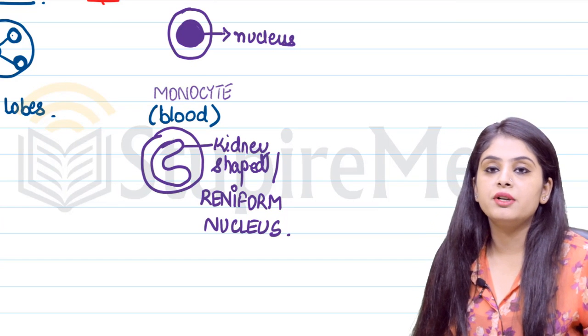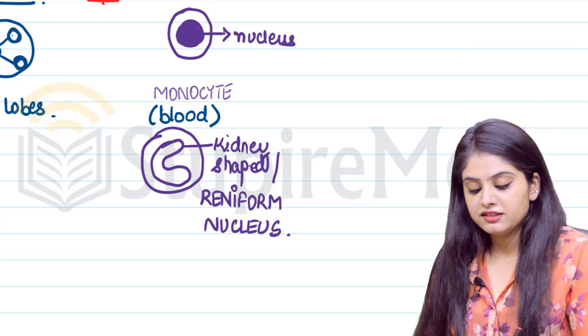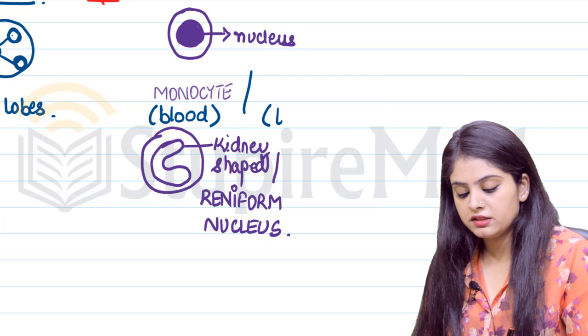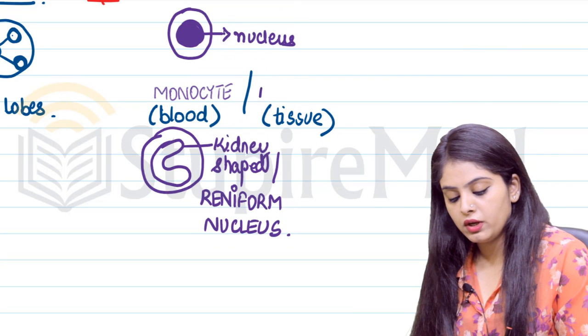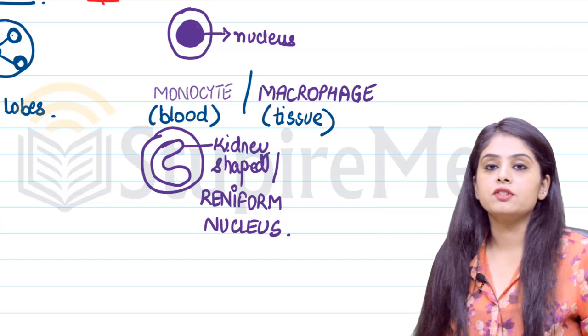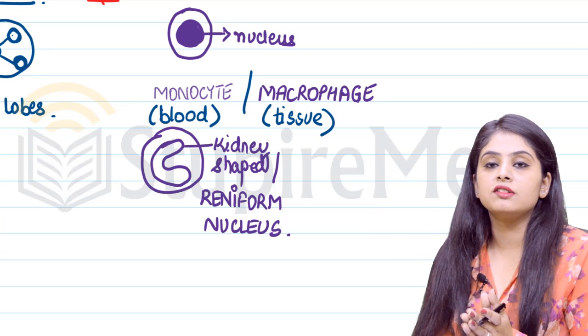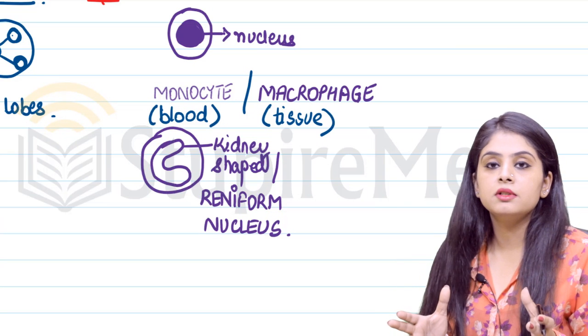But as soon as this particular cell comes out in the tissue, what is the name that we are going to give? We are now going to call it a macrophage. So students, one very important concept, monocyte and macrophage, these are two same cells. Monocyte is in the blood and macrophage is in the tissue.